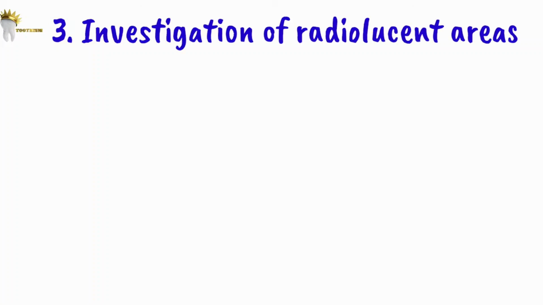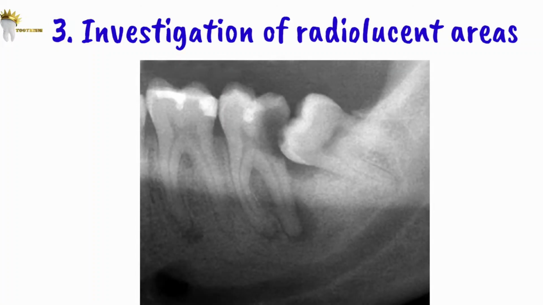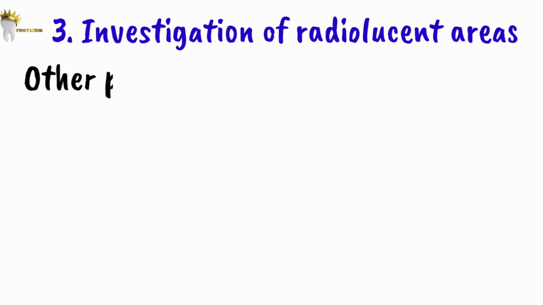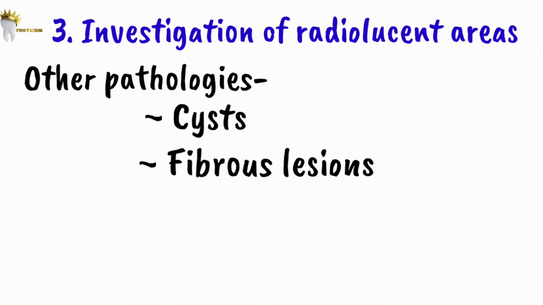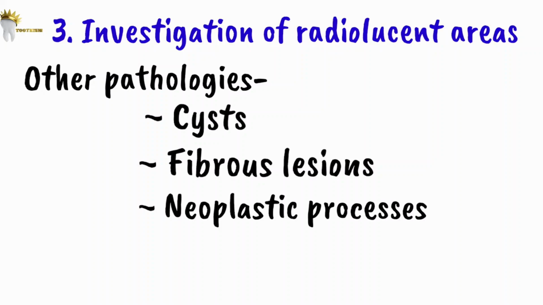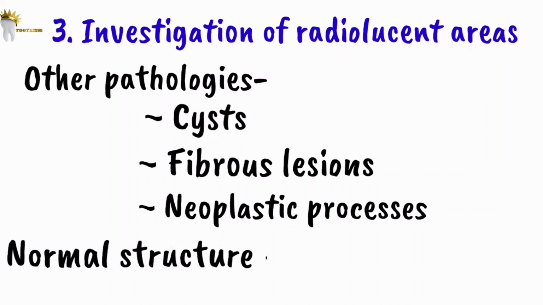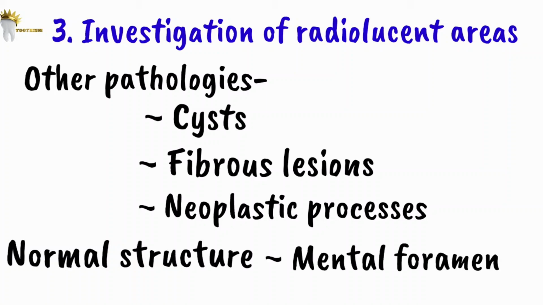Third is for the investigation of radiolucent areas. When we see radiolucency at the apex of a tooth, it could be the result of extension of pulpal pathology in the periradicular area, or it could also be other pathological processes like cysts, fibrous lesions or even neoplastic processes. It could even be a normal structure, for example the mental foramen. So pulp tests help us to identify the reason of the radiolucency.